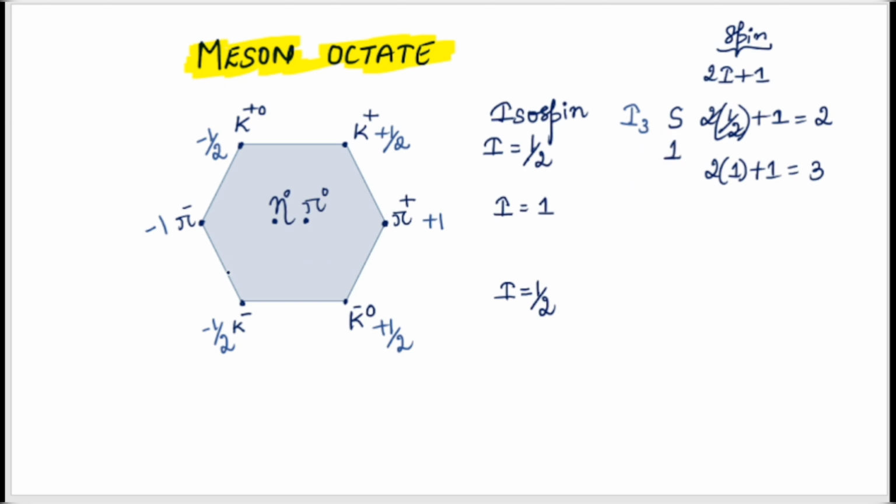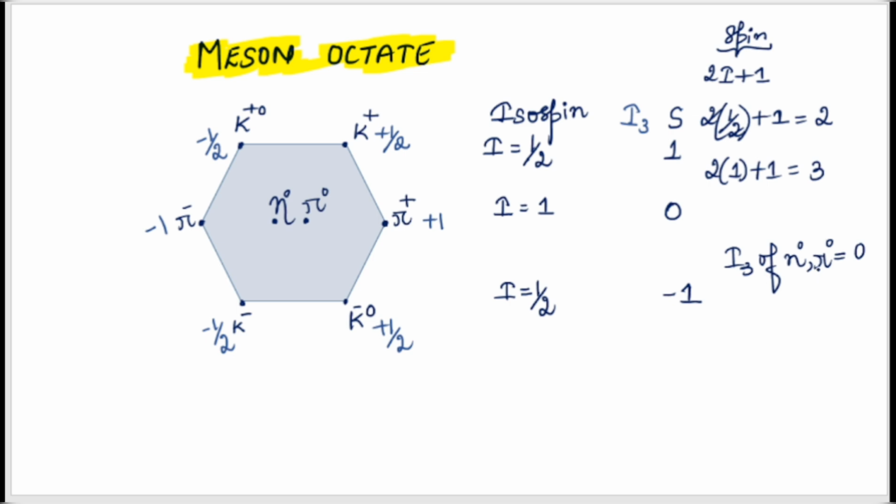Okay. Next, pi 0, eta 0 and pi 0, pi positive particle, pi negative particle, it will be 0. And the strangeness of K negative and K negative 0 is minus 1. Yes, I must tell that the isospin of eta 0 and pi 0 will be 0. That is, I3 of eta 0 and pi 0 is again 0.